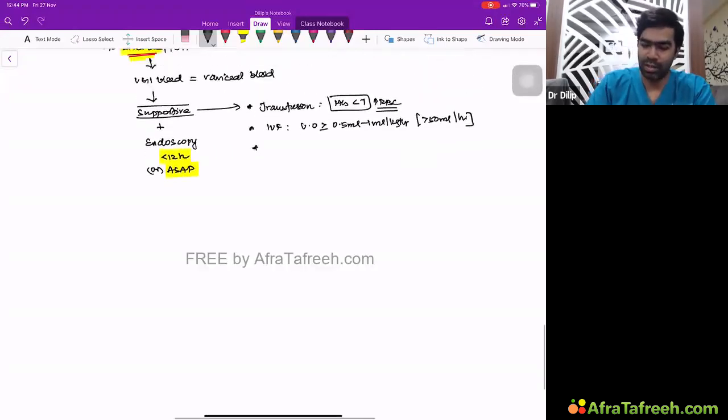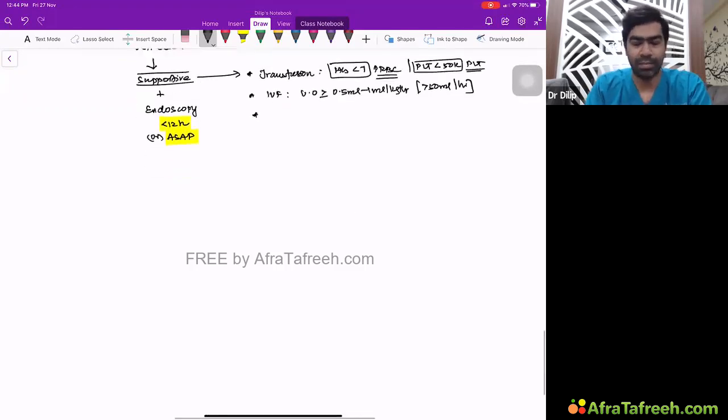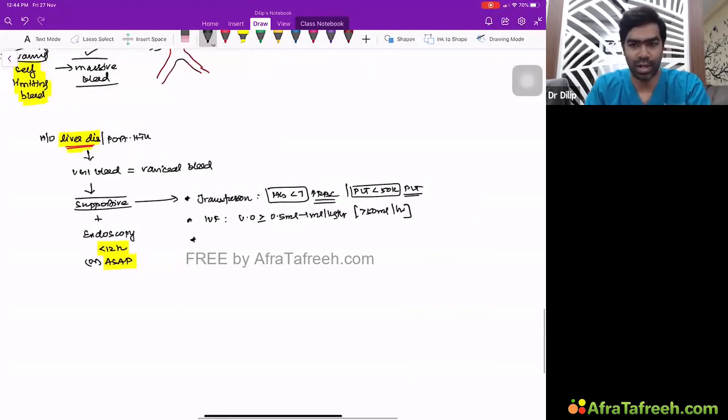And not only PRBCs, you can also do platelet transfusion. You do platelet transfusion only if the platelets are less than 50,000, because the patient is actively bleeding. You can give platelets if the patient's platelets are less than 50. Remember, you know what the indications are for transfusing platelets. The universal indication, I'm not telling something new.